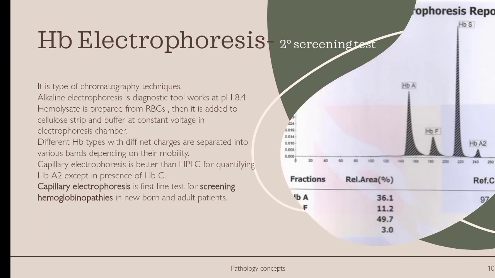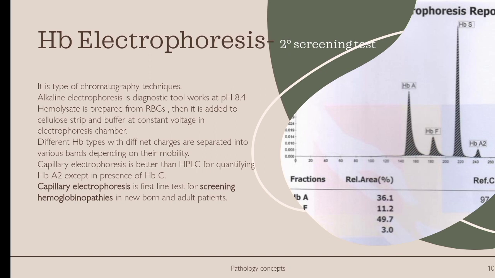The next test available is Hb electrophoresis. This is also a screening test. It is a type of chromatography technique to identify hemoglobin variants. Different pH and mediums are used, either cellulose acetate electrophoresis at alkaline pH or citrate agar at acidic pH. Alkaline electrophoresis is a diagnostic tool used to detect thalassemia and sickle cell anemia at pH 8.4.